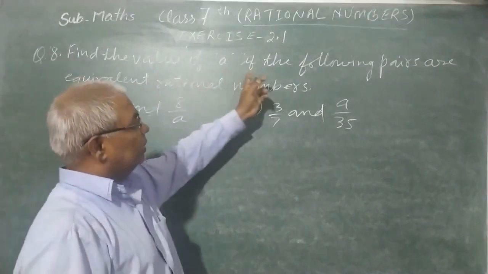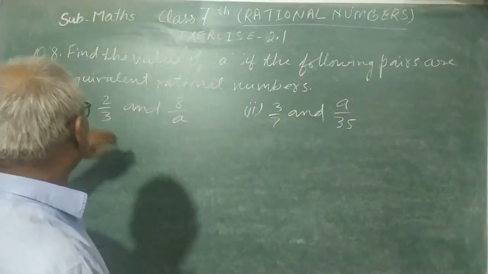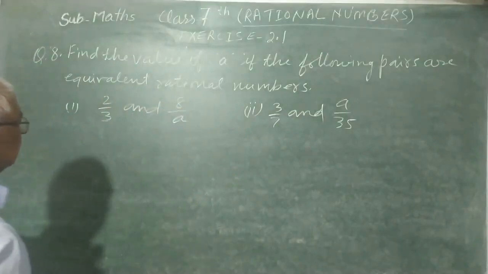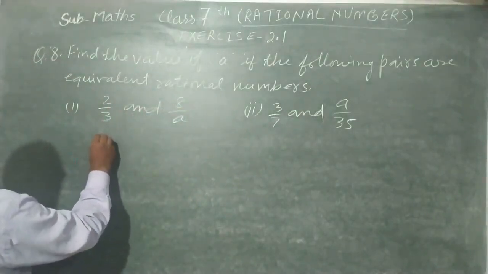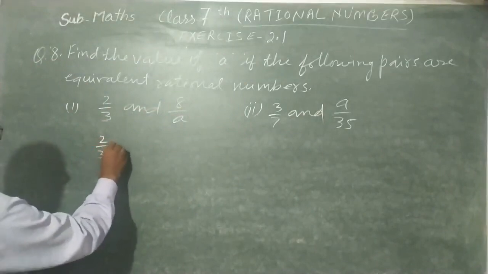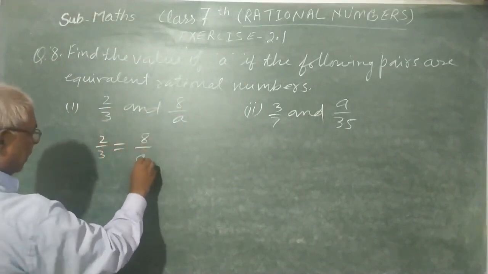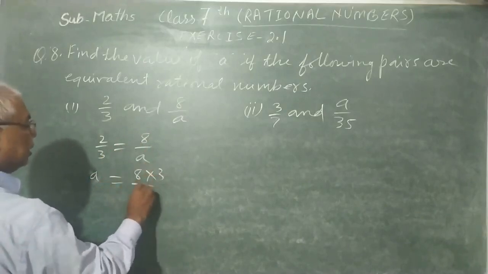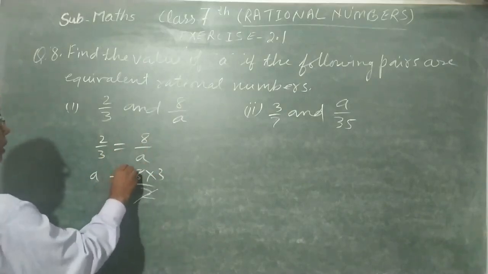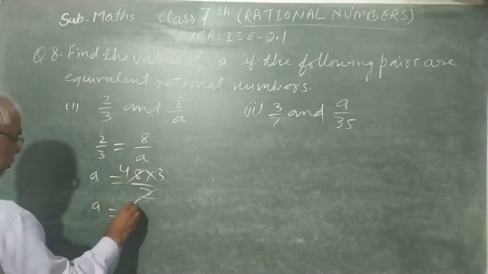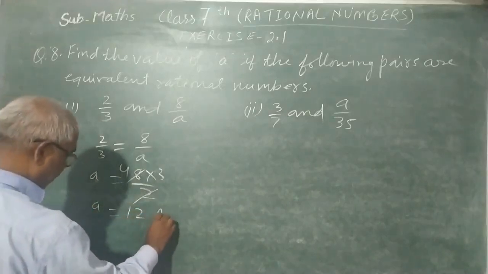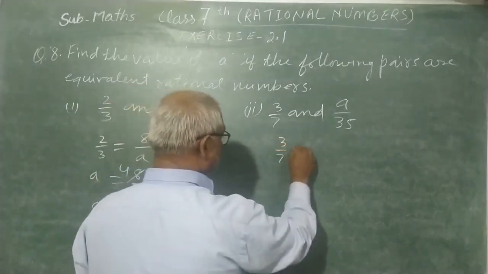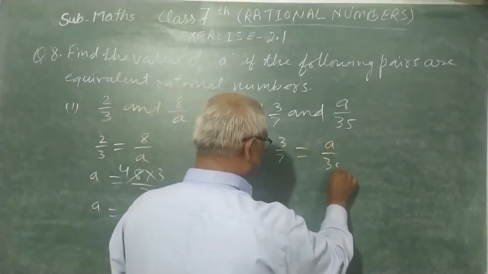Find the value of A if the following pairs are equivalent rational numbers. These pairs are equivalent rational numbers. So first of all, 2 by 3 equal to 8 by A. So A is here. So 8 into 3 upon 2. 2 times 4 is 8. So A is equal to 3 times 4 is 12. That is your answer.